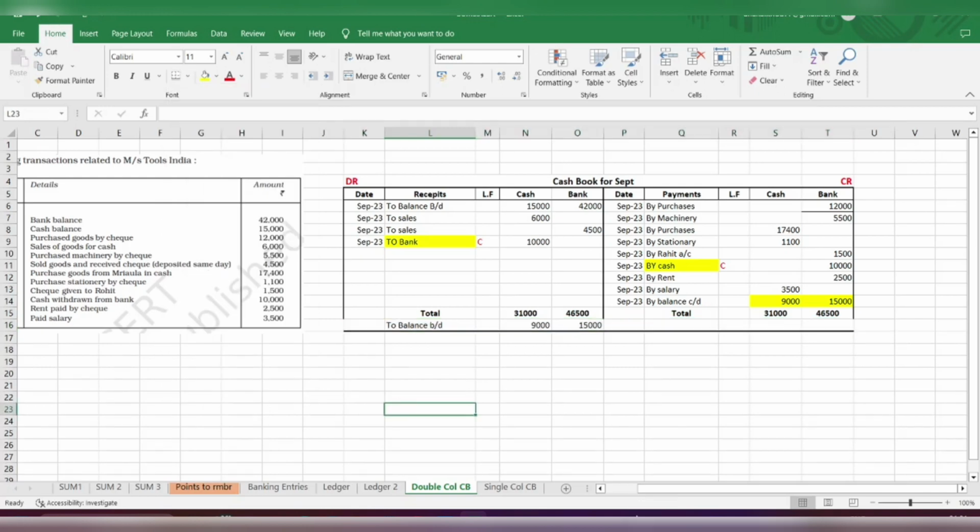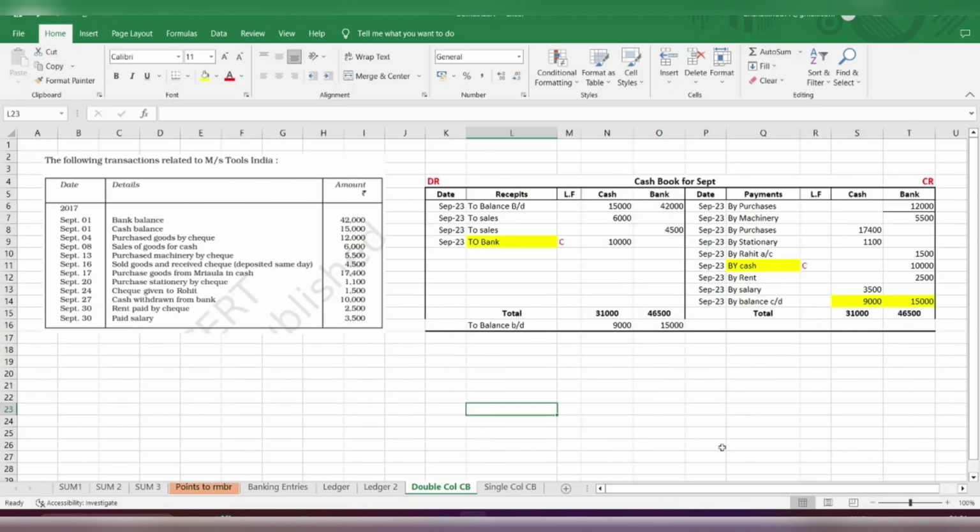So this is how we have to record the transactions in our double column cash book. The only thing we have to remember is the receipt side: we record all the transactions from which money is coming into the business. On the payment side we record the transactions because of which money is going out of the business. Another important thing to remember is contra entries, where in a particular transaction both cash and bank accounts come into consideration, and for such entries we mention capital C in our ledger folio column to differentiate it as a contra entry.